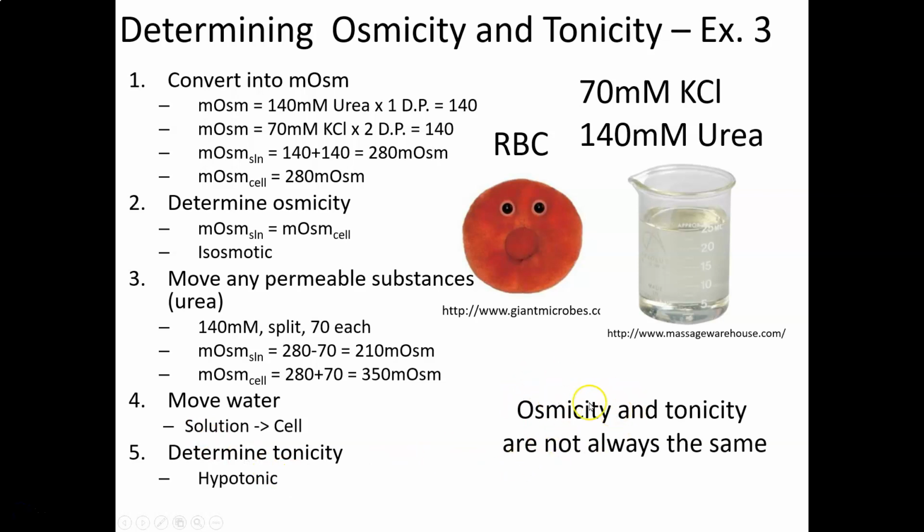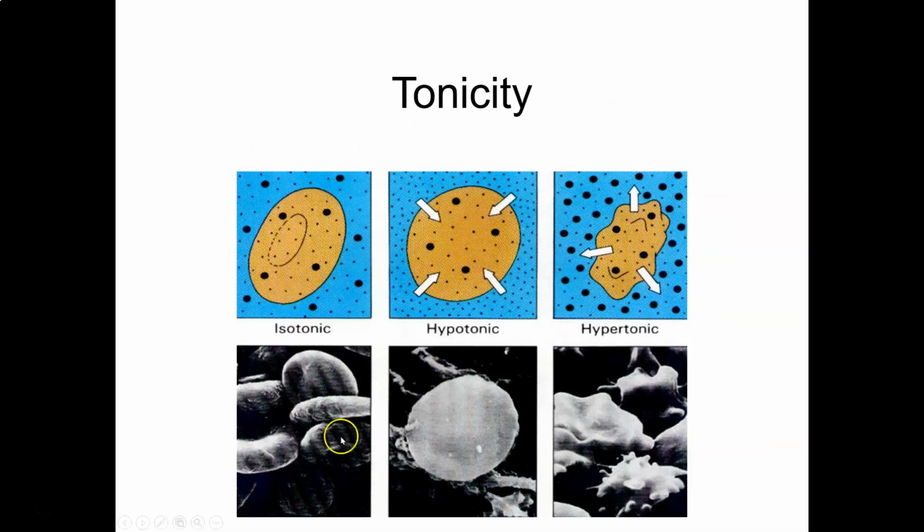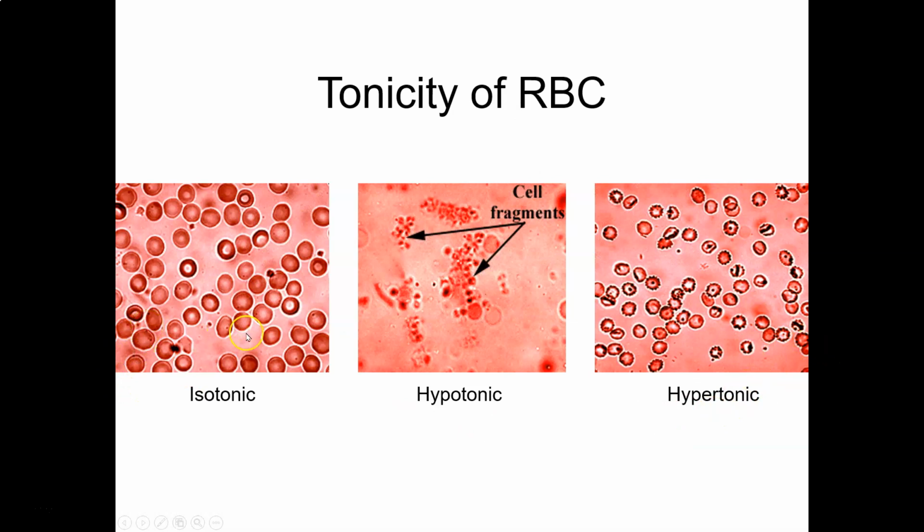So this is a good example of how osmolarity and tonicity are not always the same. And again, this kind of shows osmolarity and tonicity and what they would look like. In Labs 7 and 8, we're going to put red blood cells into different solutions, at least look at them under the microscope and see what happens. And we'll look at different tonicities. And this is what red blood cells look like.